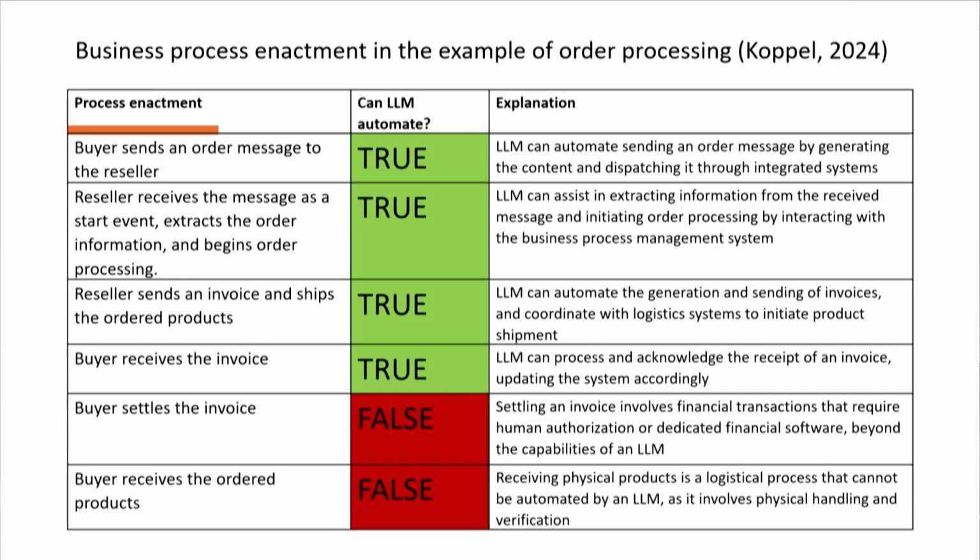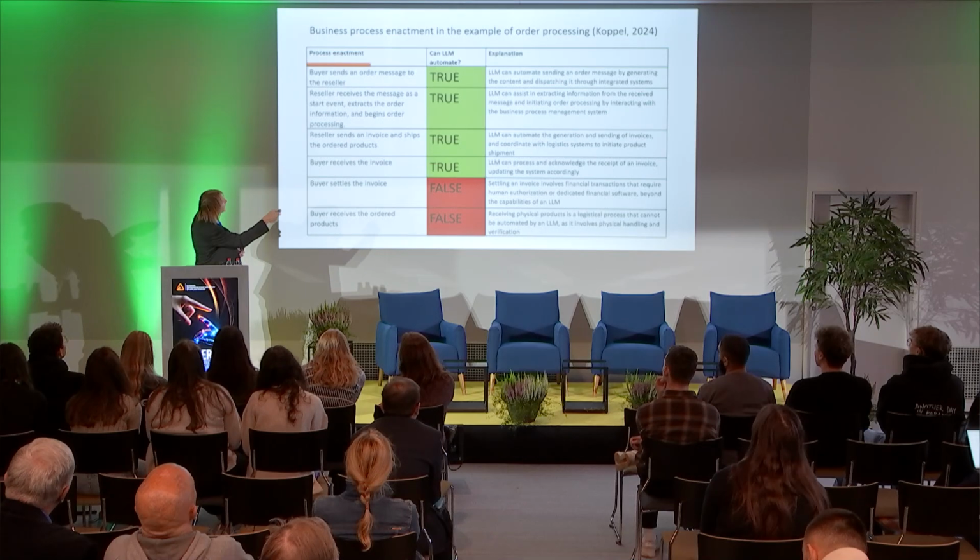So now when we start to redesign our business and want to analyze how we can include AI in this, and by AI I mean in this presentation the LLM, each process is reviewed, and we need to determine if the LLM can automate it or not. Is it true or false, basically? So the process enactment in the LLM-analyzed business process model would be that the buyer sends an order message to the reseller. And then we need to determine, based on our technical knowledge, can the AI automate this? We have true.